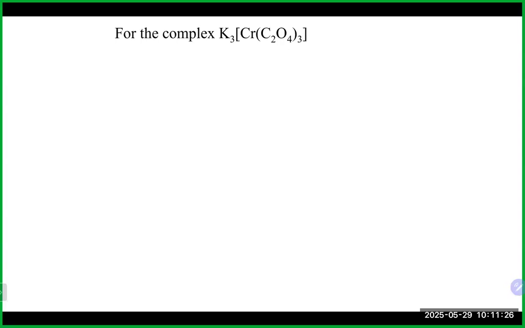So if we take a look at this one here, this again is potassium. And here is our counter ion. And this, I'm sorry, that's my complex ion. Complex ion, that's my counter ion there.